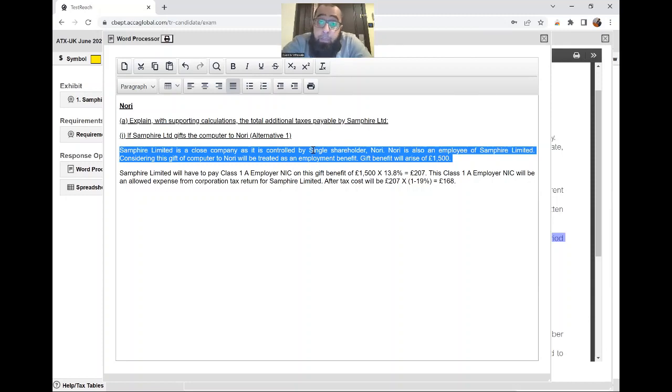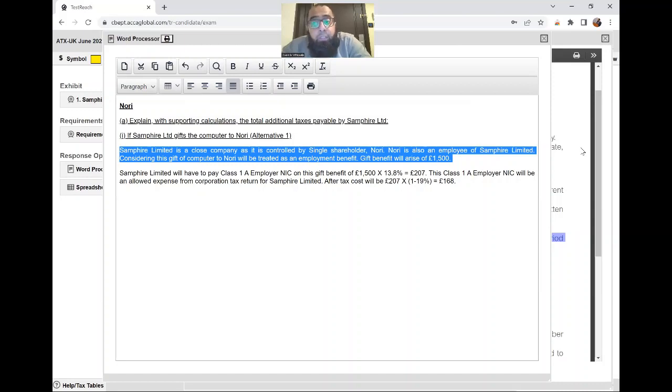If you remember, non-cash benefit given to shareholder has two situations. Situation number one, given to a shareholder who is also an employee. It becomes employment benefit. Situation number two, given to a normal shareholder who's not an employee. It becomes dividend income. Now, since Nouri is also a director, so this will become a gift benefit.